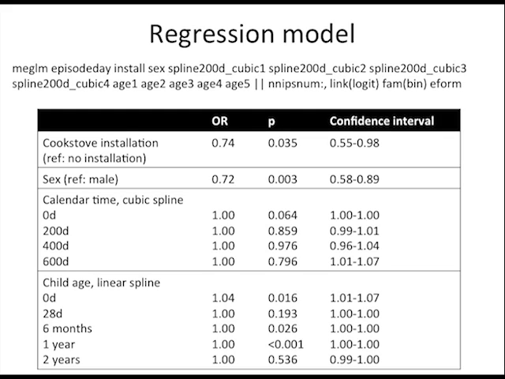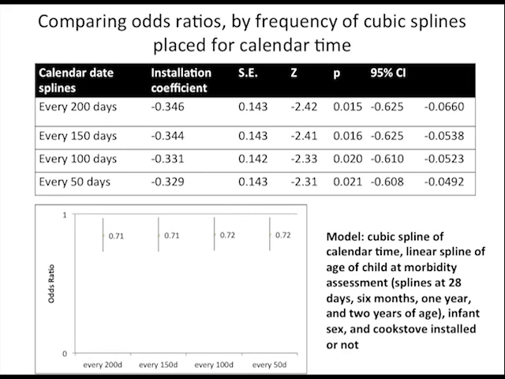In order to look at the validity of the detrending, we took these splines every 200 days, 150, 100, and so on. And what you see is that it doesn't really affect the regression coefficient very much. So we felt fairly comfortable about picking one of these and going with that. So this is our basic model now that we're going to use for the analysis.